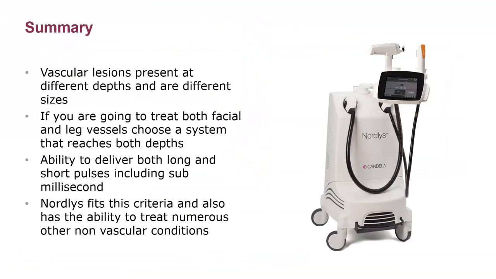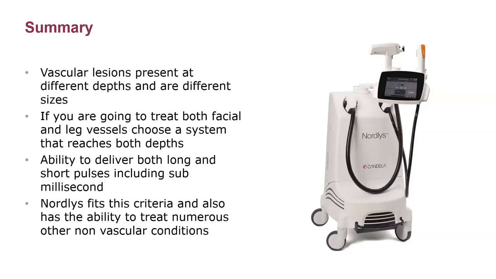So that's basically the end of my presentation. Just really a quick summary. When you're thinking about treating vascular lesions, remember they present at different depths and also they're different sizes. And if you want to be in a situation where you can treat the very small and the larger vessels, whether it be on the face, on the trunk, or on the legs, then you need to think about choosing a system that is going to give you that flexibility of treating very small, superficial, and the larger, deeper vessels.